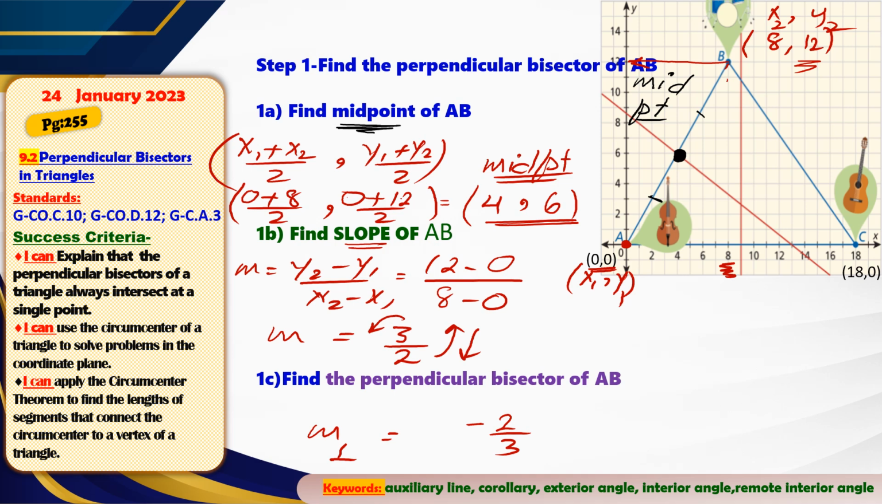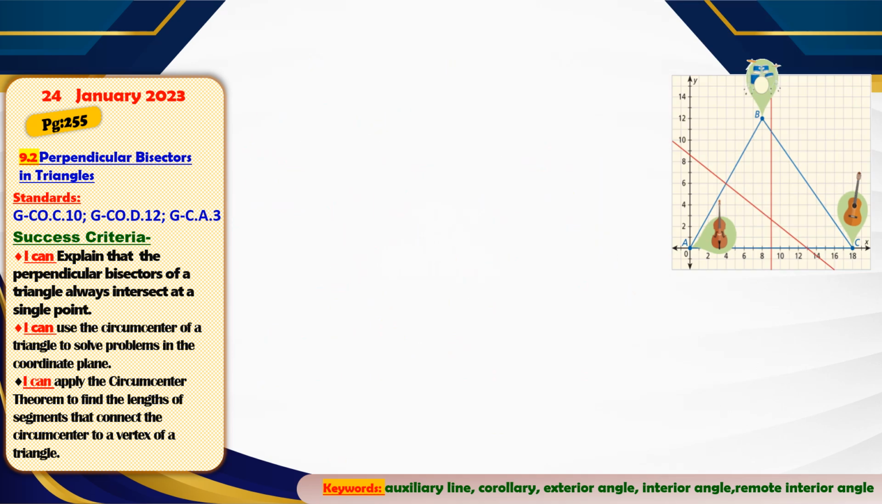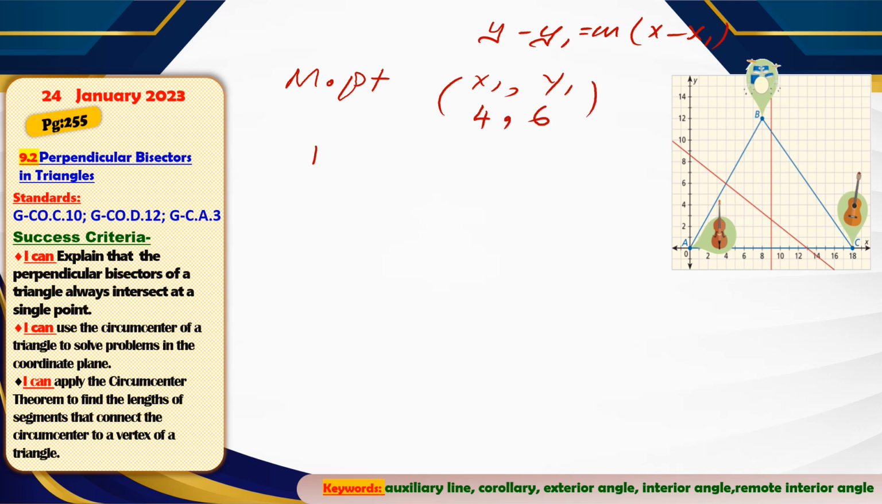In order to write the equation of the perpendicular line, you will choose the x1 and y1 as the midpoints. We know the equation of the line, that is y minus y1 equals m times x minus x1. As I told you, you will choose the midpoints as x1 and y1. So what was the x1 and y1? We just found it out, it was 4 and 6. And what was the slope? The slope was negative 2 over 3.